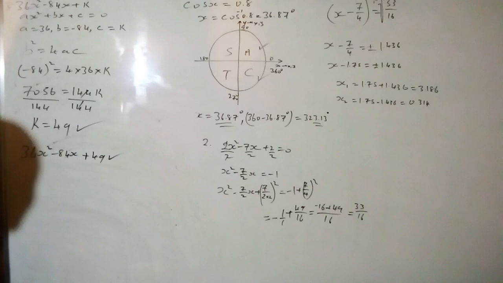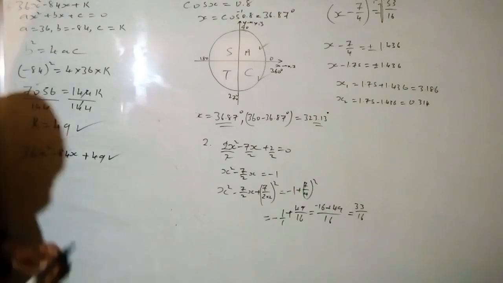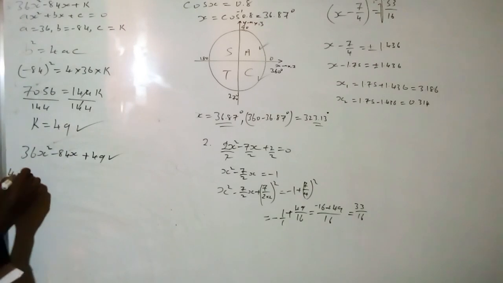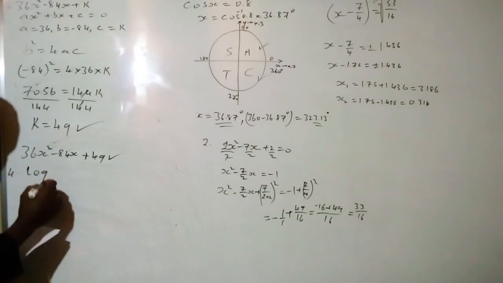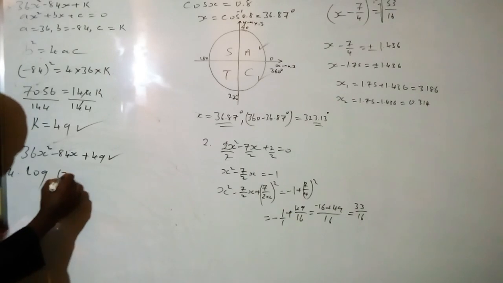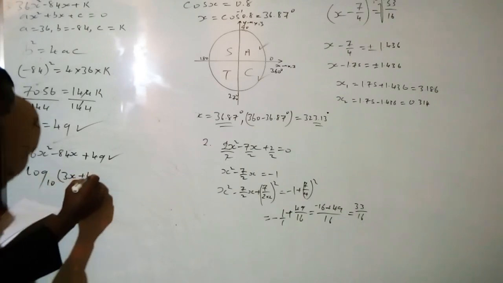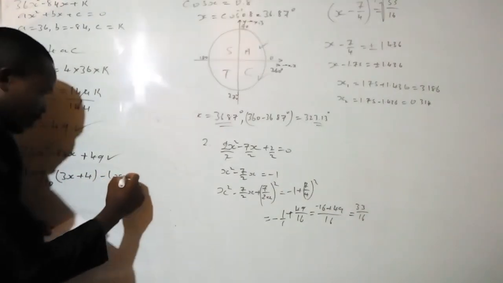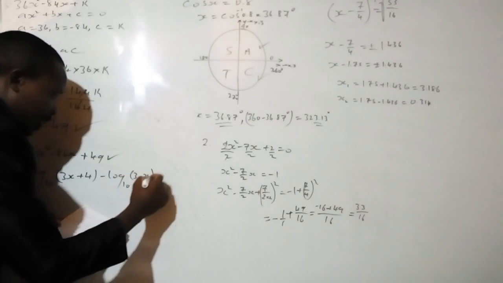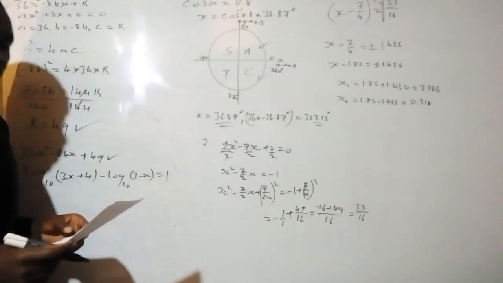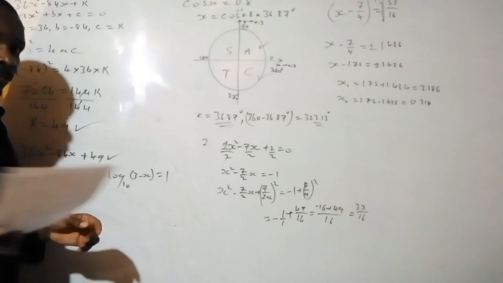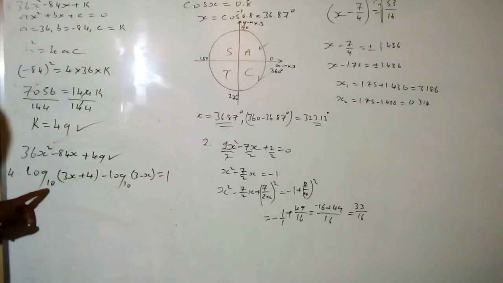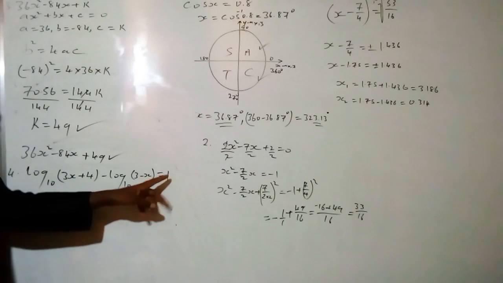Then next we can proceed to logarithm. You have been given this: log base 10 of (3x plus 4) minus log base 10 of (3 minus x) equals 1. These are questions that have been given by one of your students. We have log base 10 on the left, and on the right-hand side we have 1.